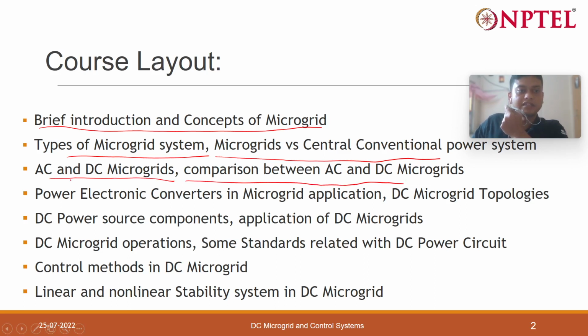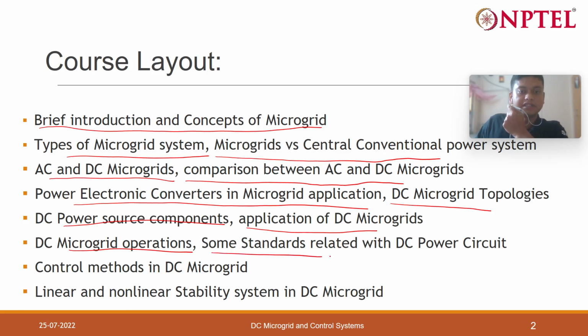We see the advantages and disadvantages of using these types of microgrids, and we will see the power electronic converters in microgrid applications, DC microgrid topologies, and then DC power source components and applications of DC microgrids. And then we will go through the operation of DC microgrid, and some standards related to DC power circuits. There are various standards and specifications related to these DC power circuits. And in the last week we will see the control methods in DC microgrid and the stability analysis of the DC microgrid.